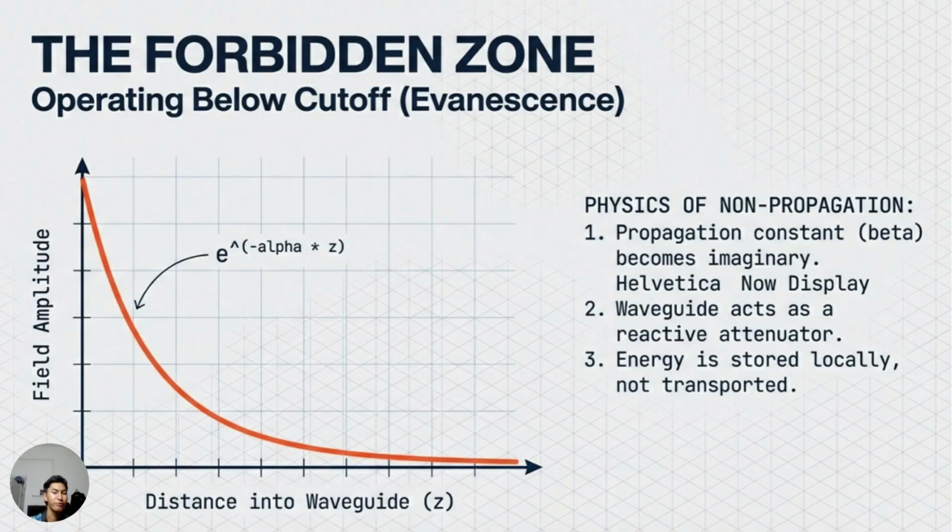When the operating frequency is below the cut-off frequency, the propagation constant becomes imaginary. Instead of propagating, the field decays exponentially along the waveguide. This phenomenon is known as evanescent decay, where energy is stored locally rather than transmitted forward.